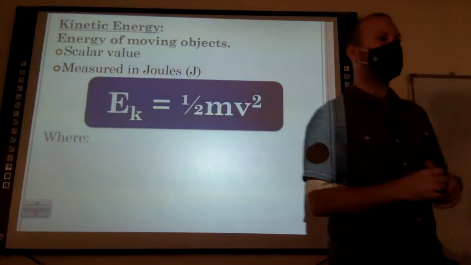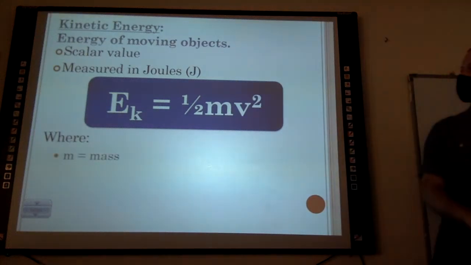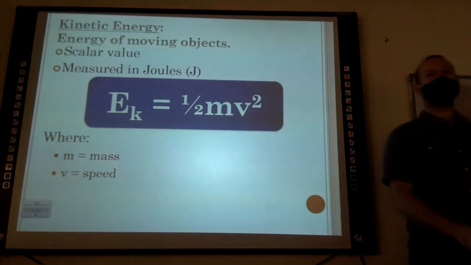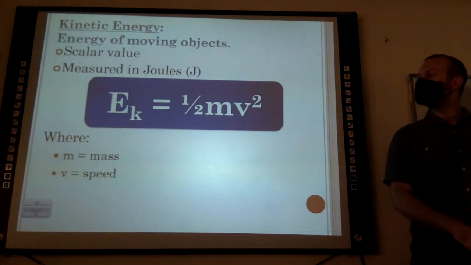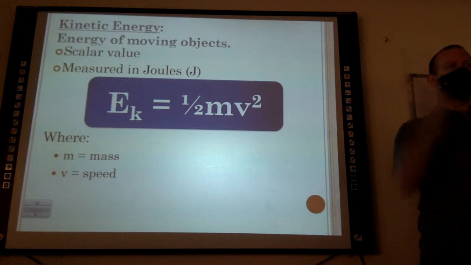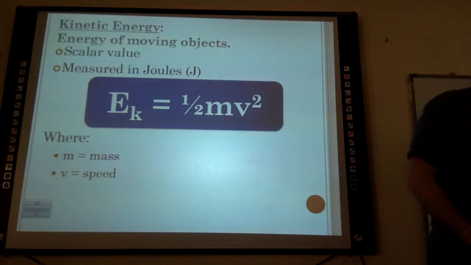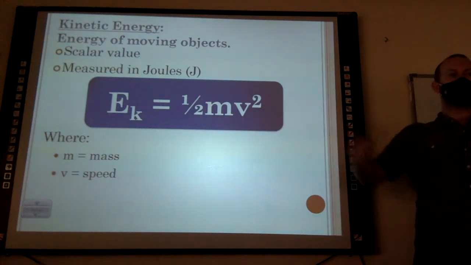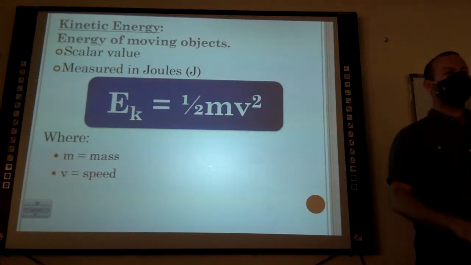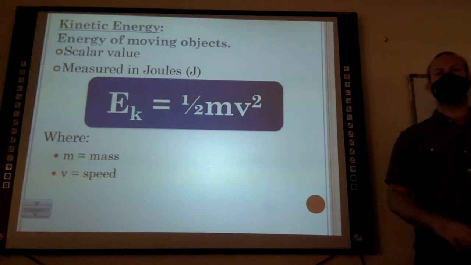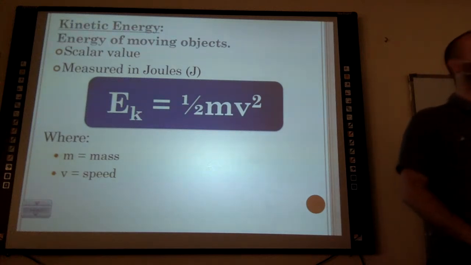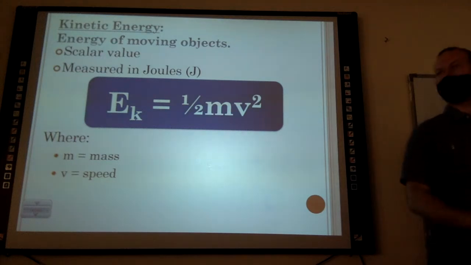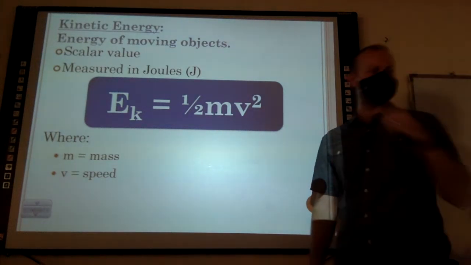So here's the equation for it. Half mv squared, where you've got mass, you've got speed. Notice I use speed here and not velocity. Why did I use speed? Because it's moving and because it's scalar. So even though it says v, it should be speed. But if I give you the velocity in the question, how do you turn it into speed? Take out the direction. So really not too hard.